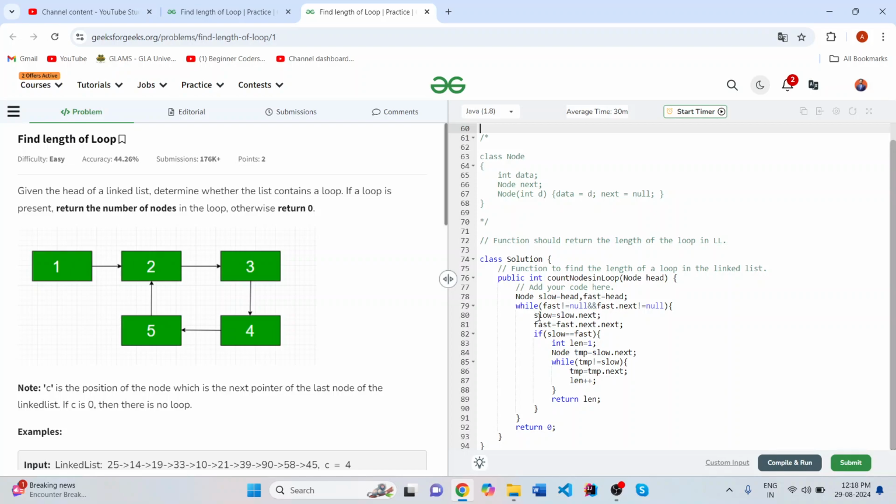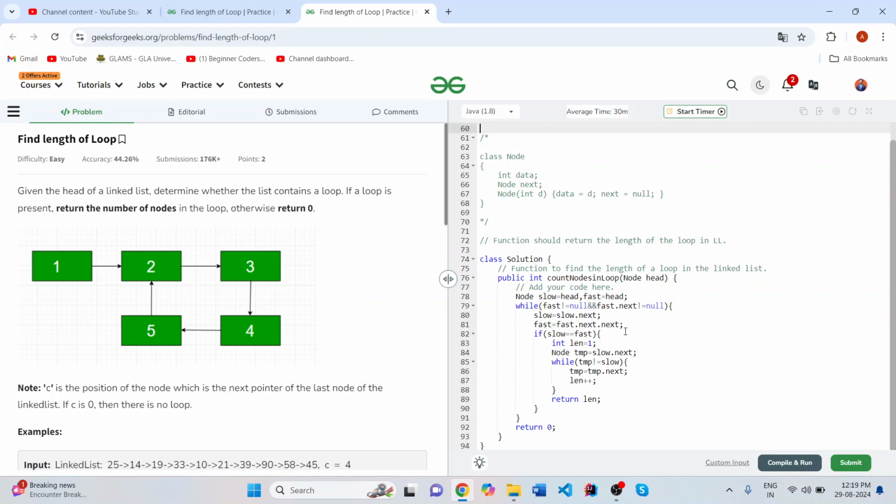Now what's the first step? The first step is to move our pointers, where slow is equal to slow dot next and fast is equal to fast dot next dot next, meaning slow is moving one step and fast is moving two steps, two nodes. Now if slow is exactly equal to fast, if these two pointers meet, this means our cycle is definitely present in the linked list. There is a loop in the linked list. We now have to find the length.